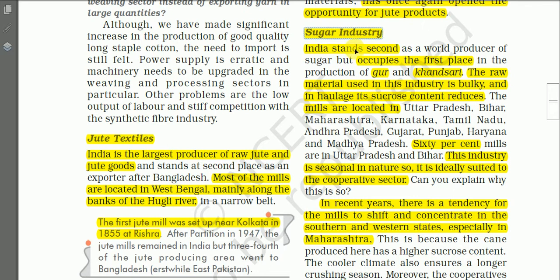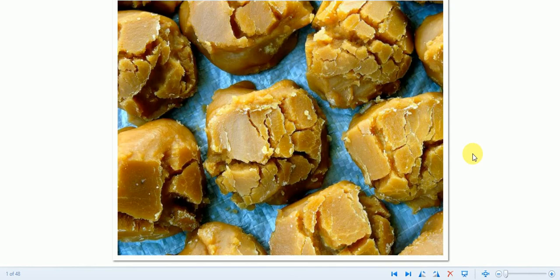Let us read. India stands second as a world producer of sugar, but occupies first place in the production of gur and kansari. In the production of sugar, India stands second, but in the production of gur and kansari, India stands first. Gur, I think I have also shown you earlier. This is a lump of sugar, brown in color. This is what we call gur or jaggery.